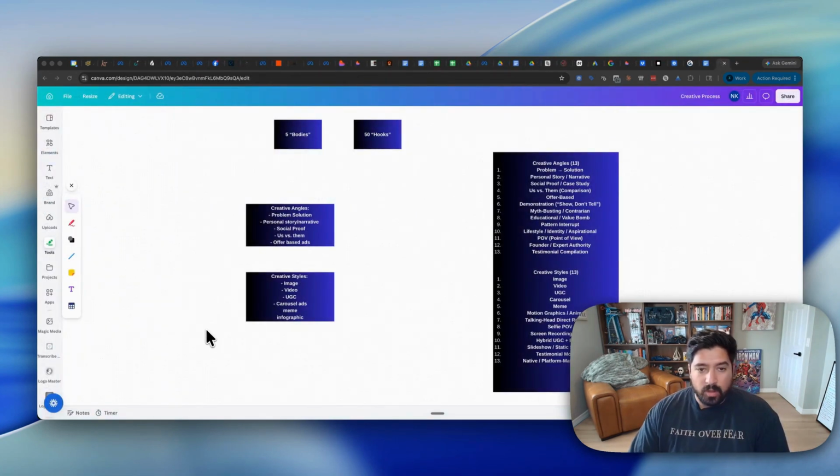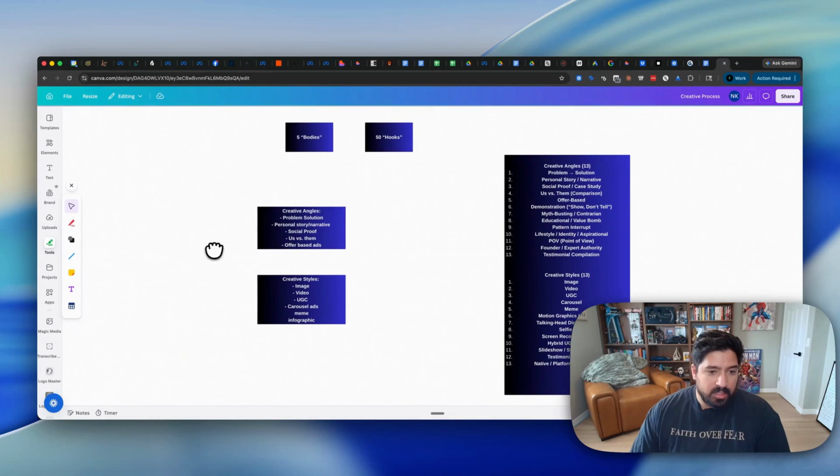There are a few different ways that you can group them together. First is by creative angles. You can look at a problem solution framework, a personal story or narrative, social proof, us versus them, or more offer-based ads. From that, you can pair those angles with different styles to give you a lot of variation, so you're getting out of those generic ads and you stop getting ignored by Facebook's system. And then we take it even deeper. We could even go to more angles here as well: demonstration, myth busting, educational, pattern interrupt.